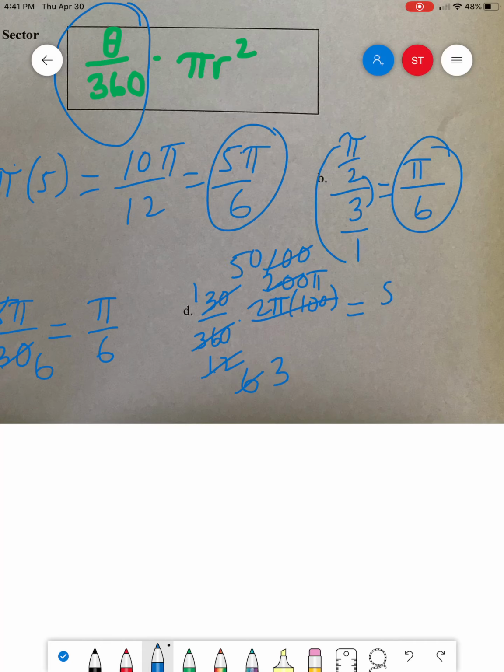If you've got the fraction calculator, you can do it that way as well. You could have just done 200 pi, fraction button, 60. You'll get the same answer. Okay, so there is the length of that arc.